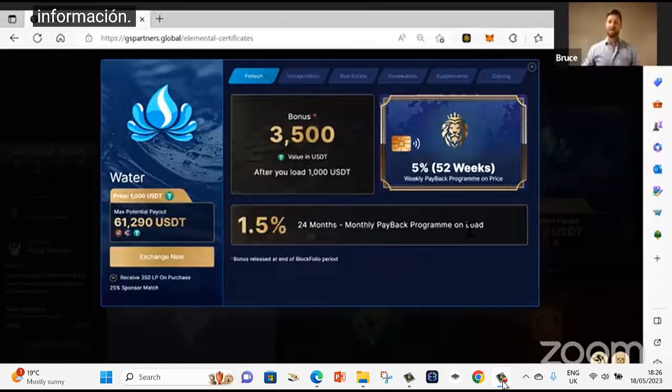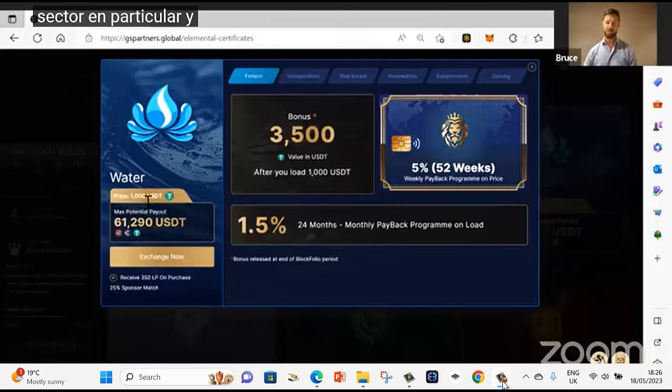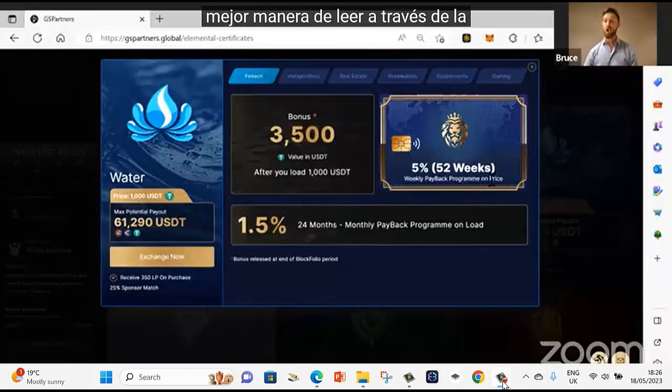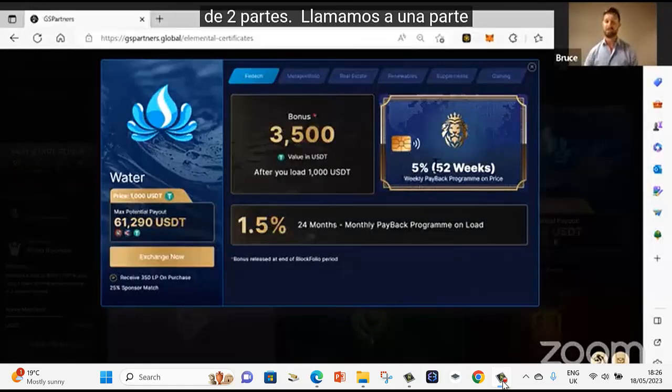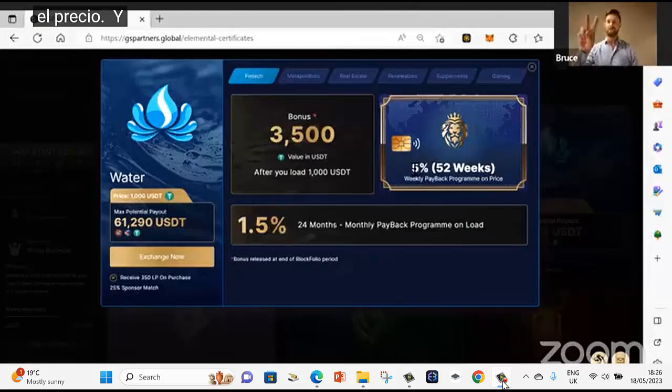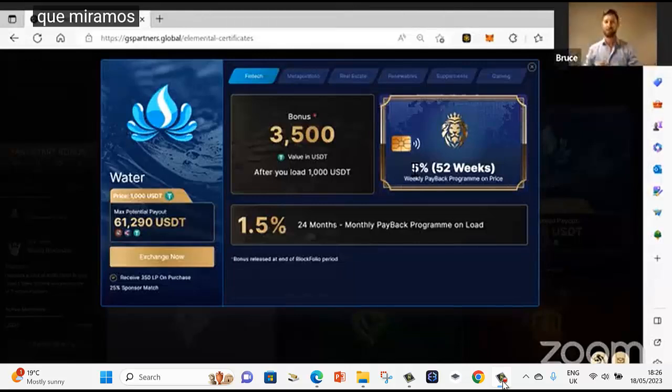The second thing that happens is that it activates a weekly payback program on the price of the certificate. The weekly payback program only runs for 52 weeks. It is only on the price of the certificate, and this particular block folio pays out at 5% per week. Two pieces of information, load and price, doing two different things. Now, you might look at FinTech and go, I don't know if that's interesting enough to me.